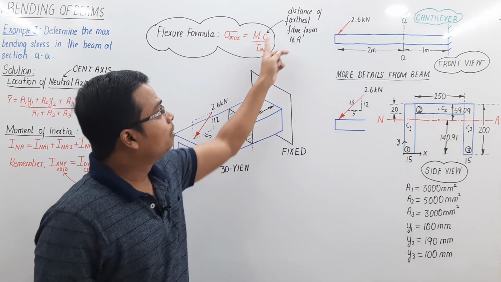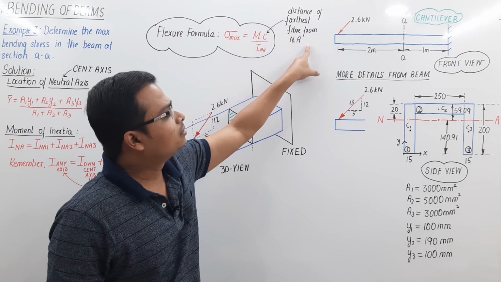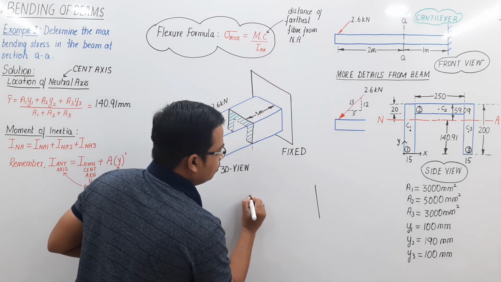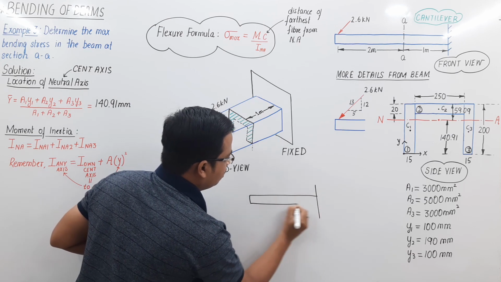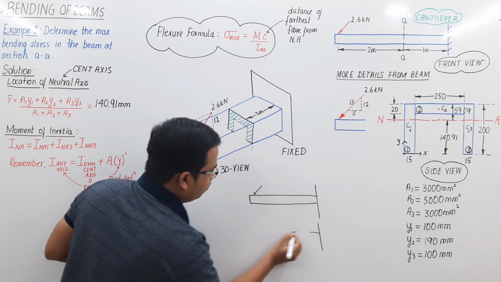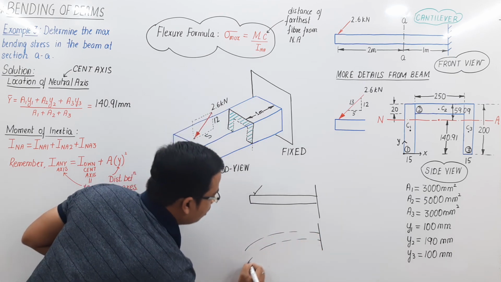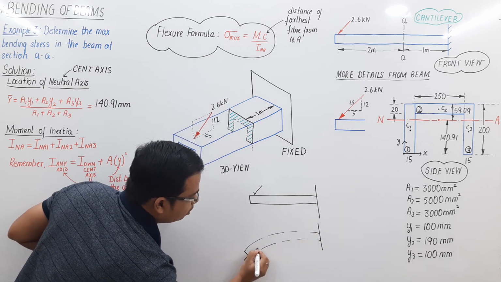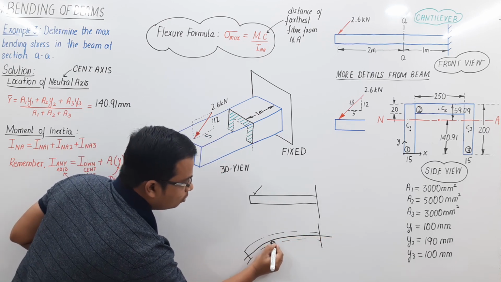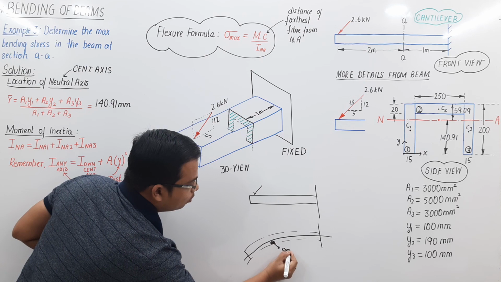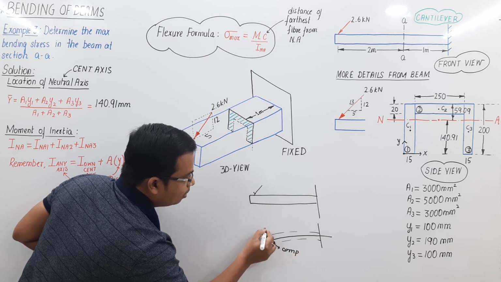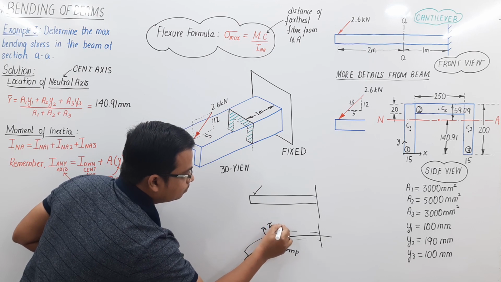What is C? Distance of the farthest fiber from the neutral axis. If you see, there is this cantilever over here. Let me draw a rough figure, and this is when it is loaded. Obviously, it is going to bend somewhere in this fashion. So you are going to have this neutral plane. The portion of the beam below the neutral plane will be undergoing compression, and the portion of the beam above this neutral plane will be undergoing tension.